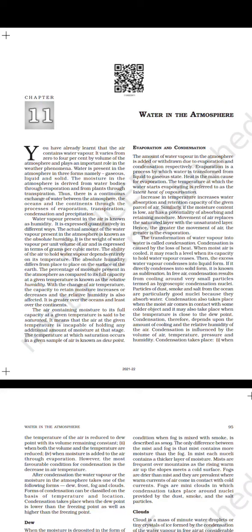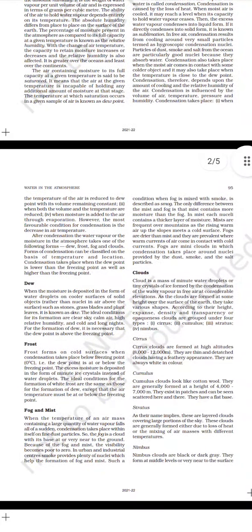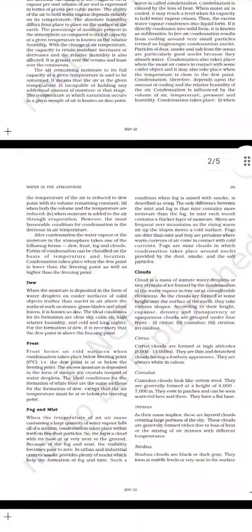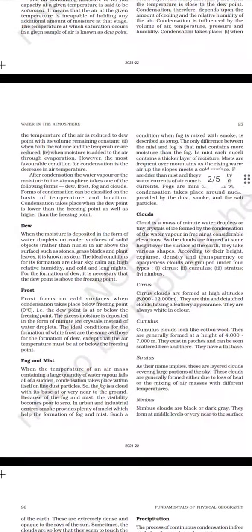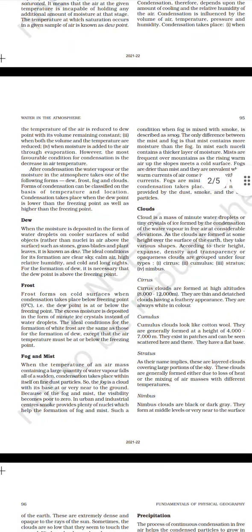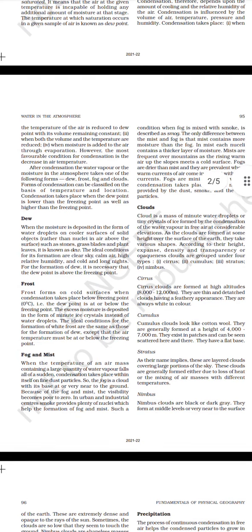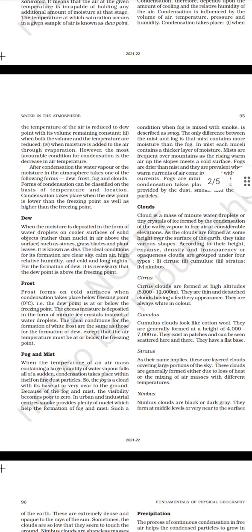Condensation takes place when the temperature of the air is reduced to dew point with its volume remaining constant, when both the volume and the temperature are reduced, or when moisture is added to the air through evaporation. However, the most favorable condition for condensation is the decrease in air temperature.